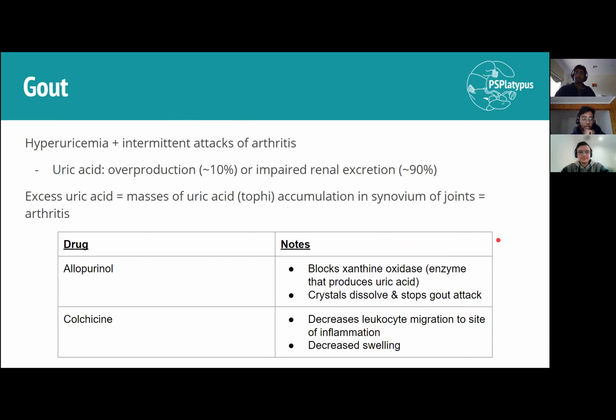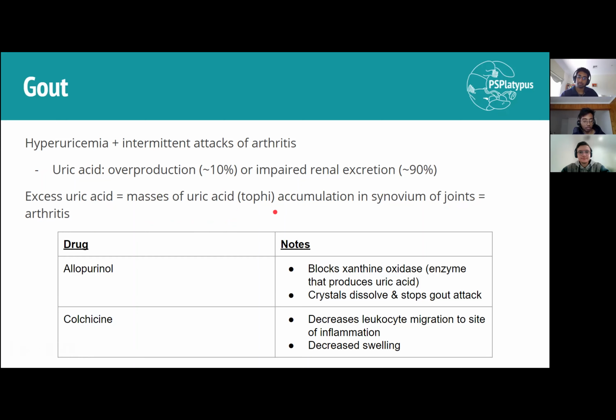So a little bit about gout. Gout is a condition in which there's hyperuricemia. Hyper meaning more, uric relating to uric acid, and emia meaning in the blood. What happens is there's either an overproduction of uric acid in 10% of cases or impaired renal excretion in 90% of cases. And this causes a mass of it called tophi to accumulate in the synovial space of joints, the synovium. When that happens, obviously you get damage of that area, and it leads to intermittent attacks of arthritis, which are gout attacks.